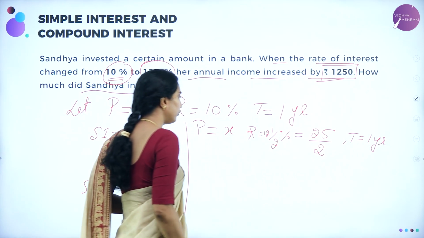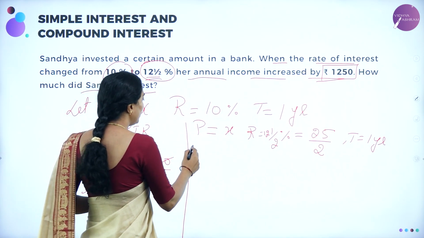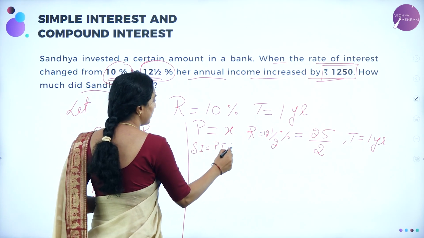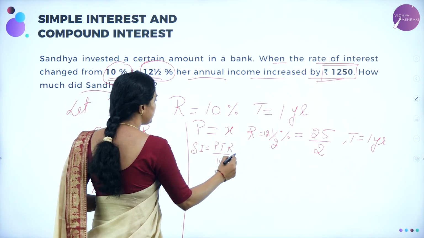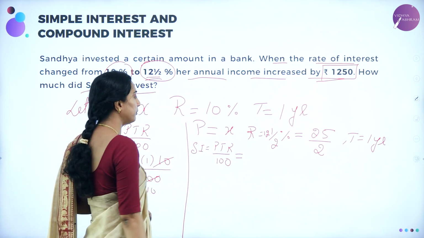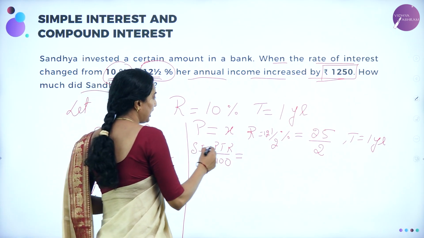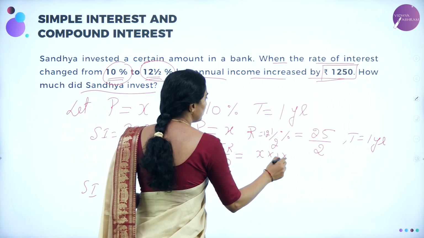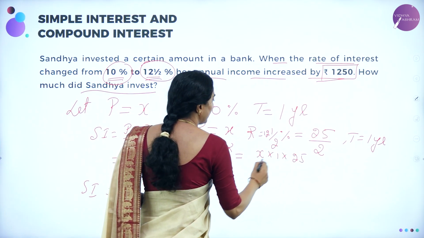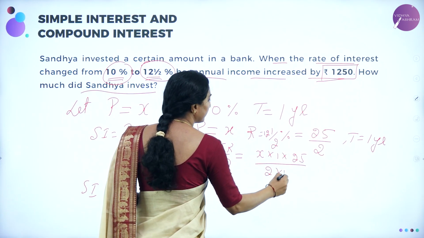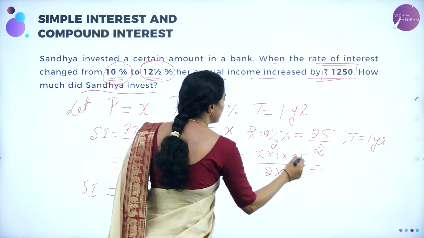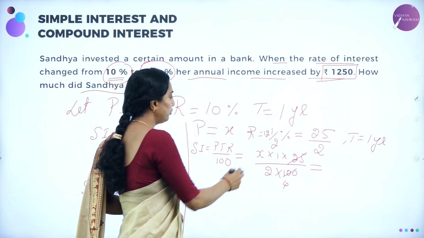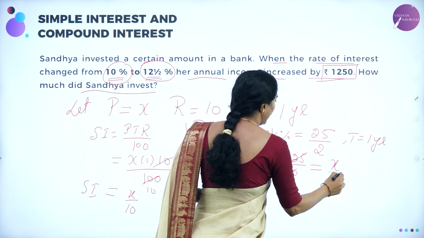So let me calculate for this rate of interest. SI is equal to PTR divided by 100, same formula. Substituting here, P is X, T is 1 into 25 divided by 2, divided by 100, which is 2 into 100. So 25 ones are 25, fours are 100. The answer is 2 fours are 8, X divided by 8.